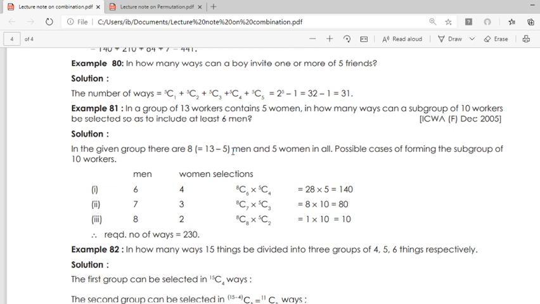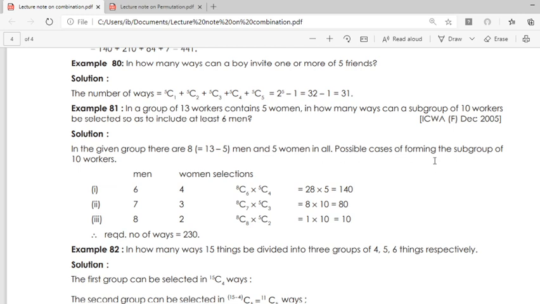The 13 workers contains 5 women. In how many ways can a group of 10 be selected? 10 workers, and it must include 6 men. It must include at least, don't miss that word, at least 6 men. Now, you need to ask yourself, in that group, you'll be left with 8 men. You're left with 8 because we were told that you have 5 women. So that means from the group, you have 8 men and 5 women possible.